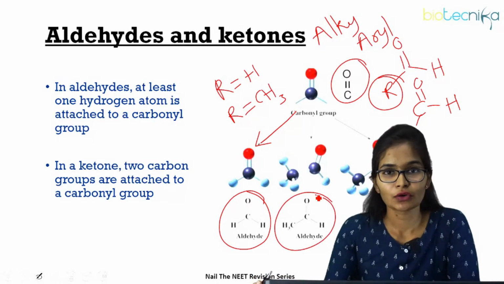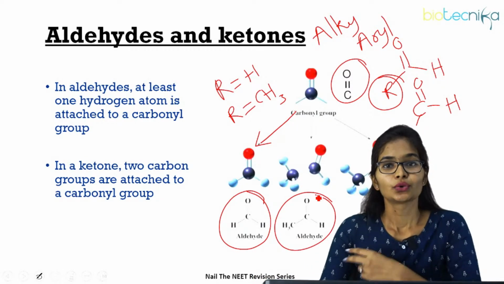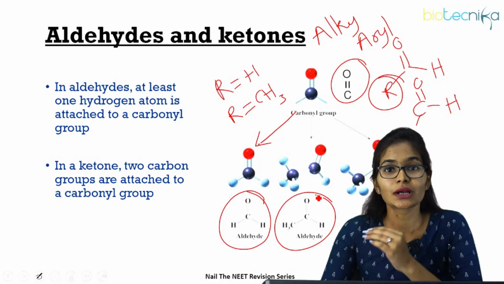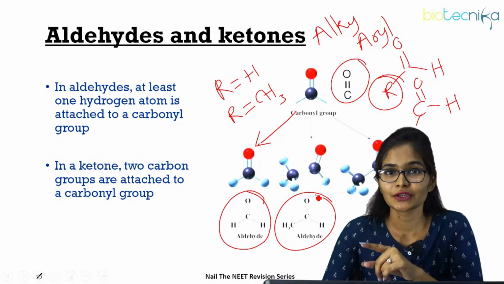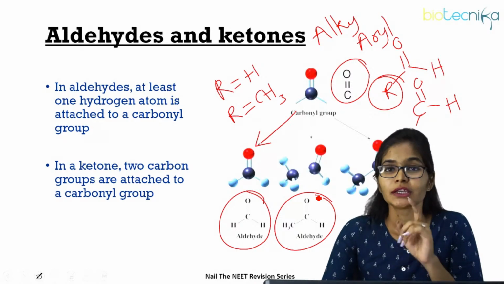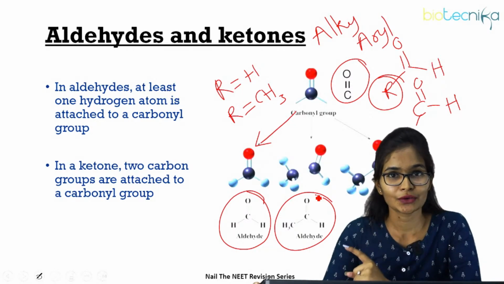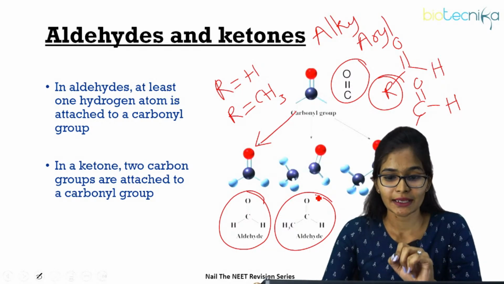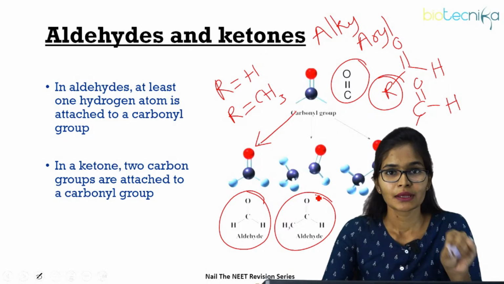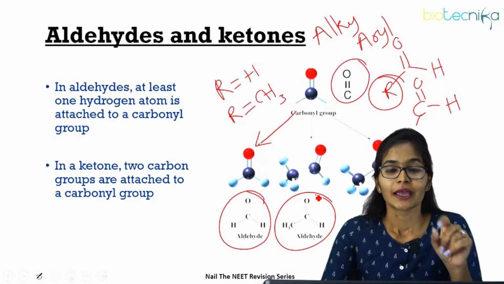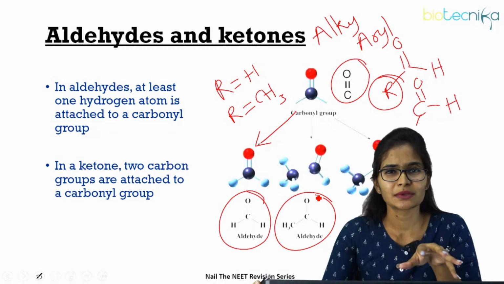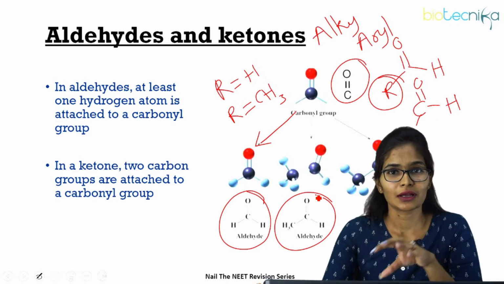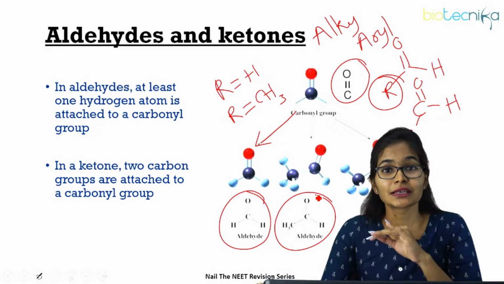Coming to the ketonyl group, as I have already told, two carbon atoms are attached to the carbonyl group. What is the difference between aldehyde and ketone? If the carbonyl group is attached to hydrogen on one side and a methyl group or any aryl group on the other side, then we can say it is an aldehyde. If it is attached with two carbon atoms, similar or different, alkyl or aryl, then it is a ketone.